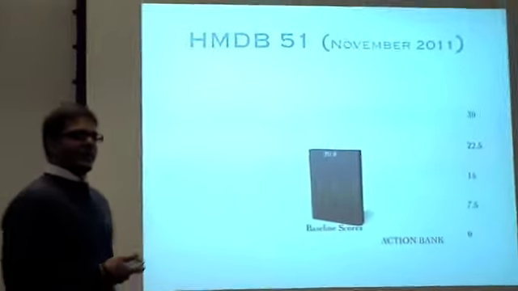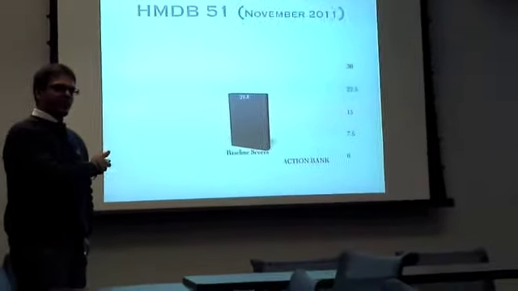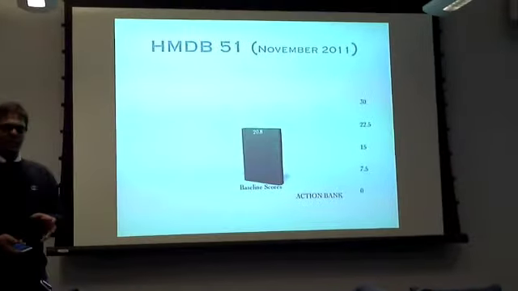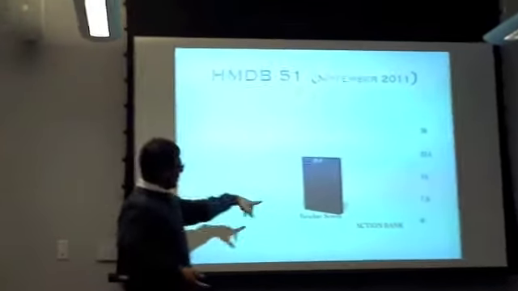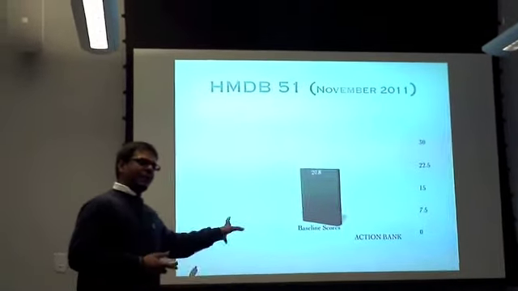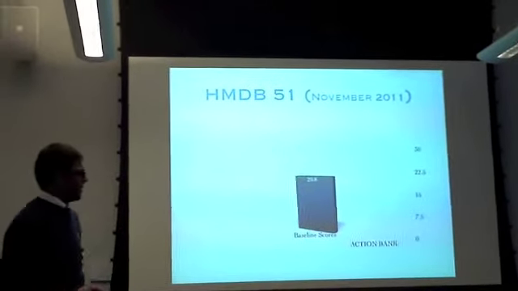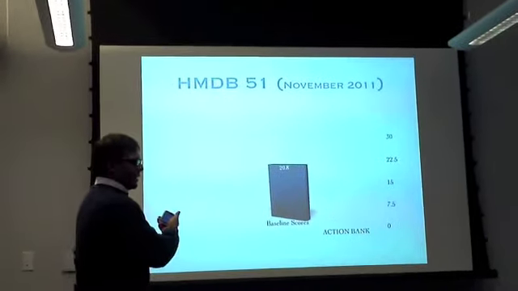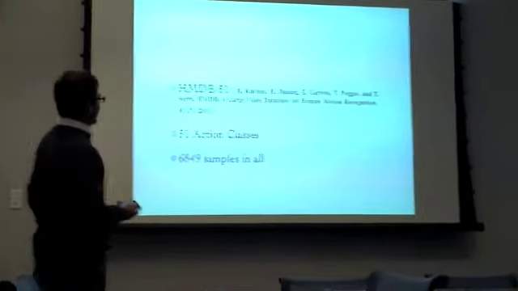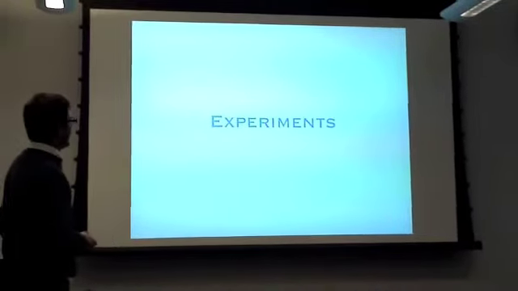HMDB 51 is a dataset that came out about 10 days before the conference for which I submitted this paper. So this is a dataset that I'm still processing my algorithm on, and the baseline score for this method is 20.8. This is a very, very difficult dataset. The amount of variability in each of the videos is extremely high. So I should be getting results from this very soon. There are 51 action classes and more than 6,800 video samples in it.